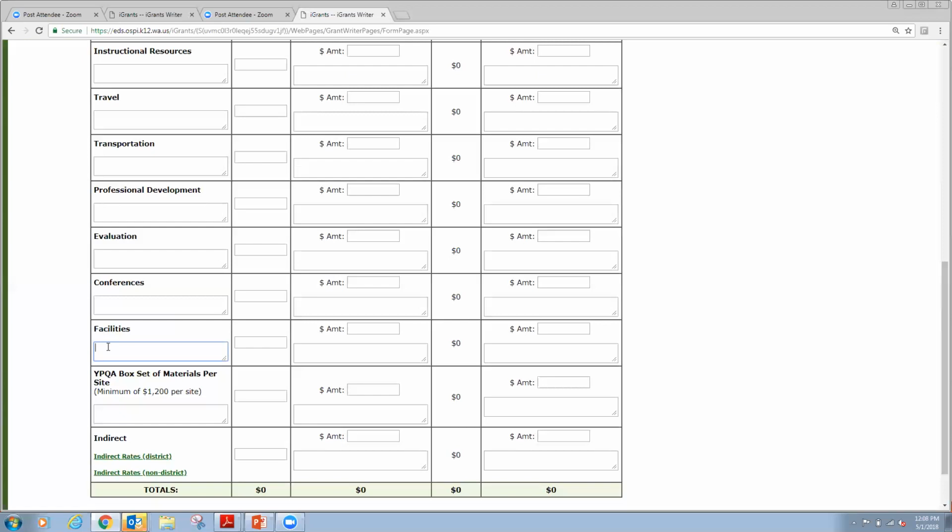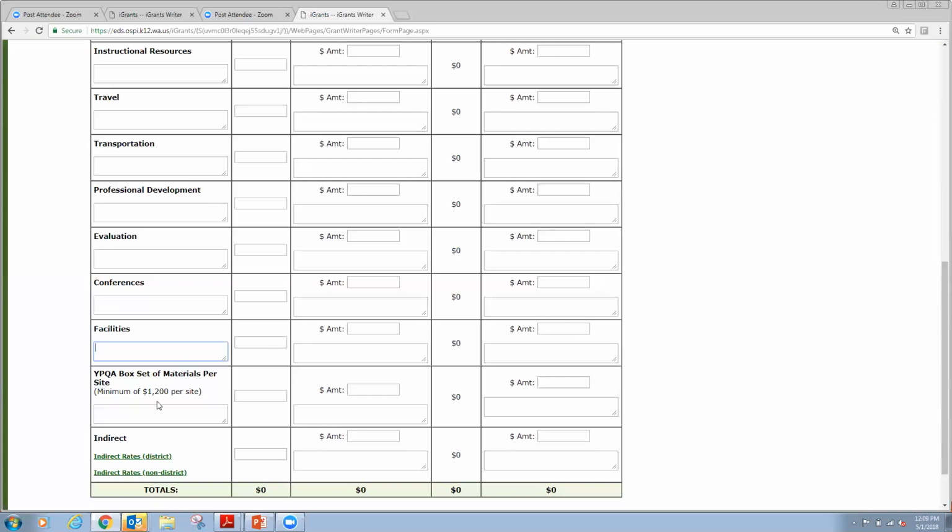And facilities, so you can use funds to, for example, rent a space if you need to, pay cleaning staff, those types of things. It's not for construction or remodeling. You can't use it for that. And facilities is usually an area where we see quite a bit of partner contributions if you're being housed at a school district or community-based organization where they provide in-kind support, such as the janitorial staff, the heat, the electric, and just the space in general. They provide that space for you to use.